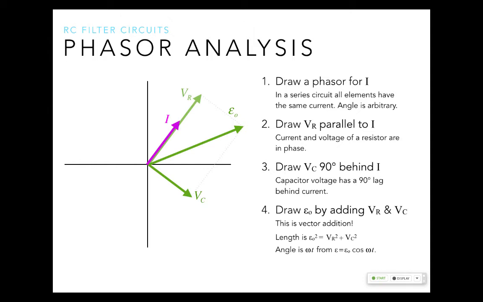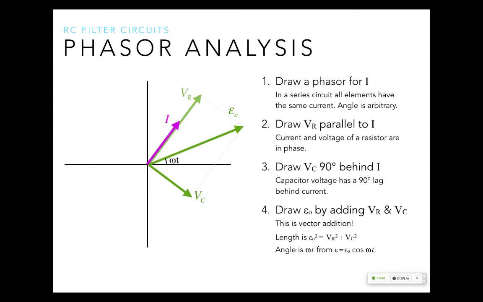So from the magnitudes, what's the length of this thing? What math do you use to find it? A squared plus B squared equals C squared, the Pythagorean theorem. So this is the square root of V_C squared plus V_R squared. And how do you find the angle? Remember, this is your source voltage, so what's the angle from here? Just omega t. So this angle is omega t.